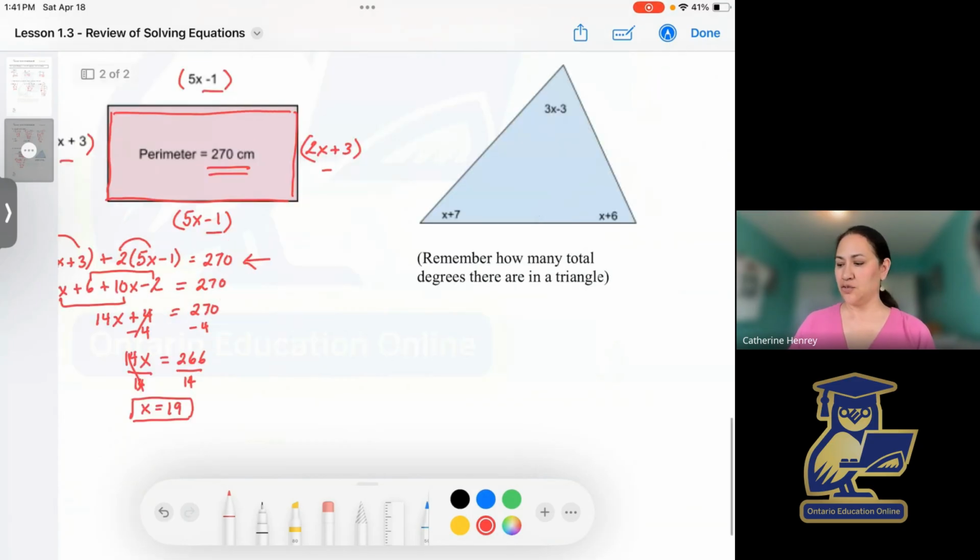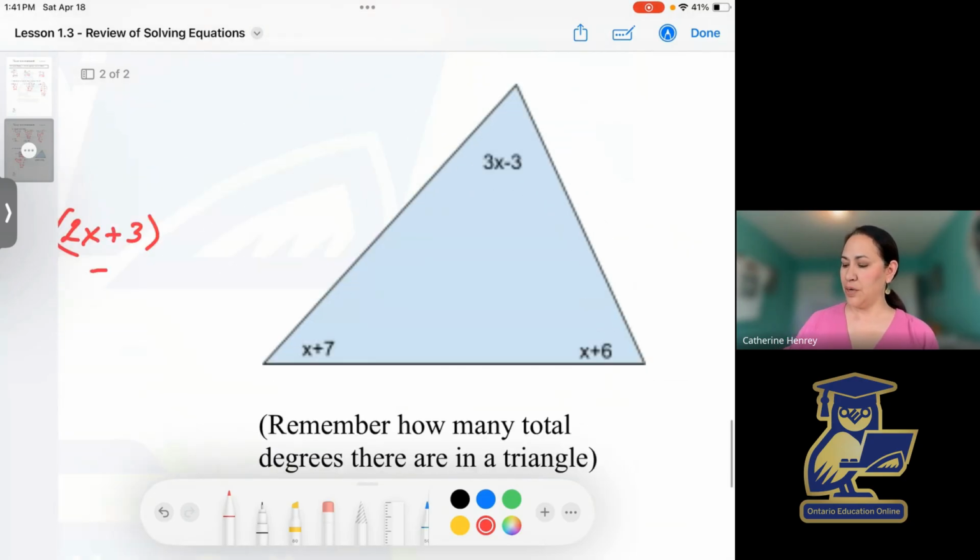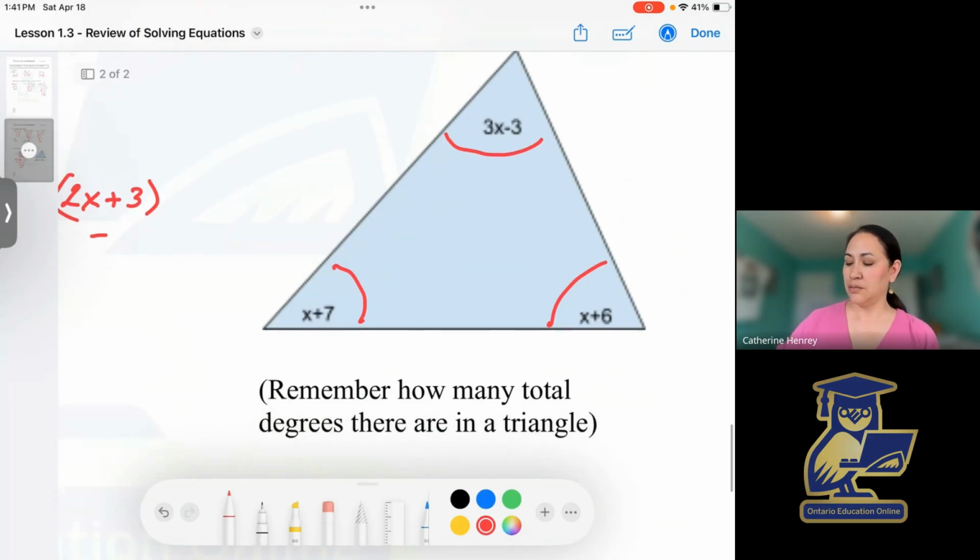Let's take a look at this triangle example. We have the 3 corners of the triangle as given expressions. And the trick here is to remember how many total degrees there are in a triangle. And if you don't recall off the bat, here's a reminder. 3 angles in a triangle total to be 180.